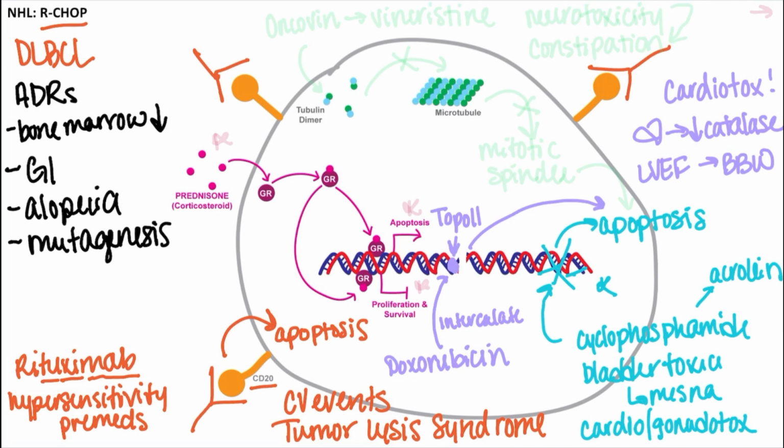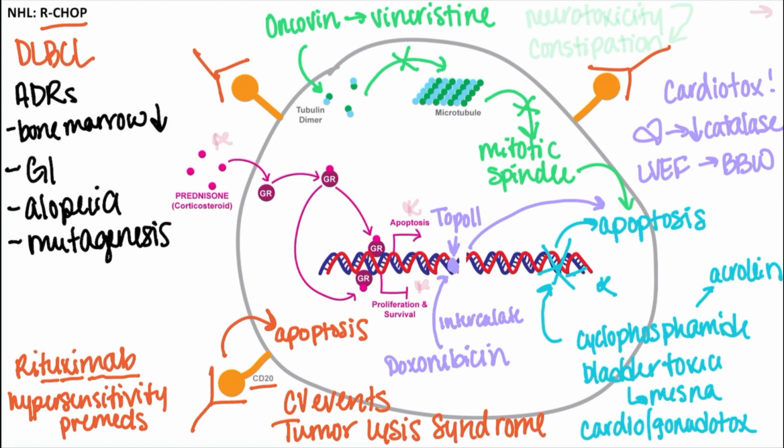Our next agent in the RCHOP regimen is Oncovin, which is the brand name for vincristine. And vincristine is a vinca alkaloid antimicrotubule agent. And this agent is going to bind to our tubulin dimers, which are the building blocks for microtubules, and this will prevent their polymerization into functional microtubules. This will prevent mitotic spindle formation and the segregation of chromosomes, as well as impairing other cellular processes. So this is going to lead to cell cycle arrest and apoptosis in our malignant cells.